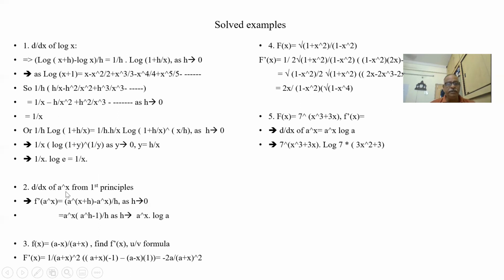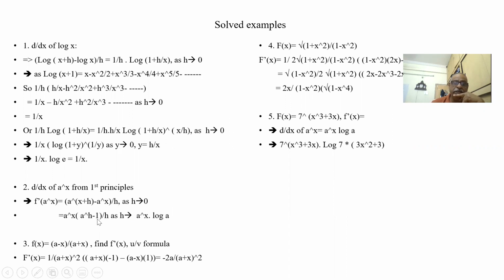Similarly, differentiation of a to the power of x from first principle. So a to the power of x can be written as a to the power of x plus h minus a to the power of x by h. So if I take a to the power of x out, a to the power of h minus 1 by h as h tends to 0. So we know this is log a. This is log e, this is log a. This we have seen in limits and continuity. A to the power of x minus 1 by x as x tends to 0 is log a.